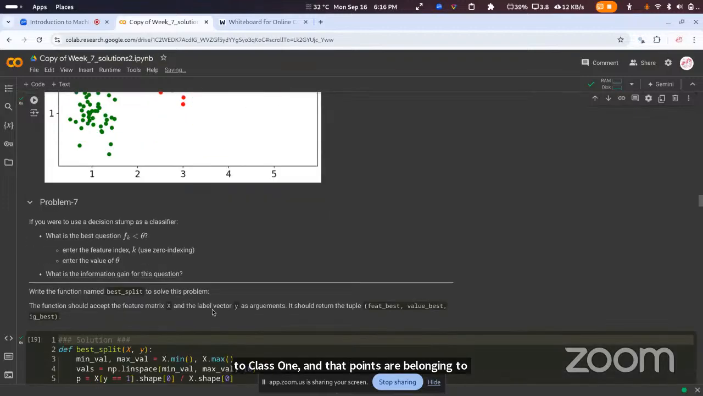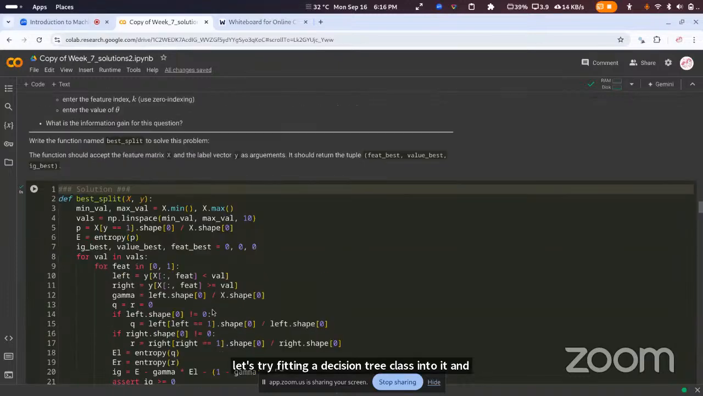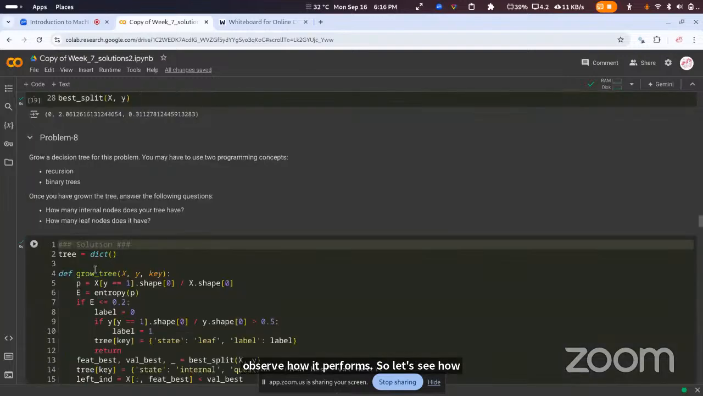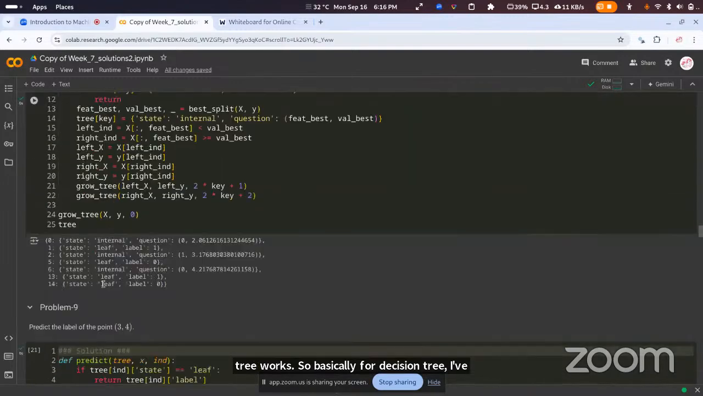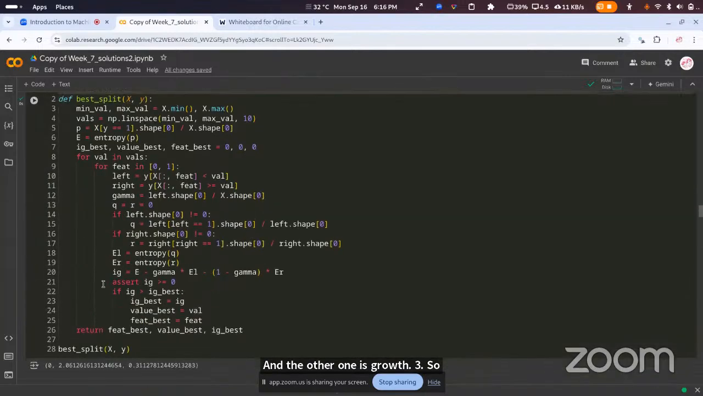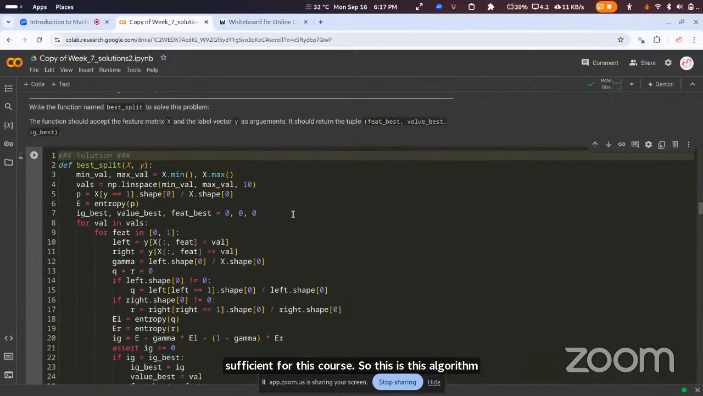Now let's try fitting a decision tree classifier to it and observe how it performs. So let's see how a decision tree works. For the decision tree, I've written two functions. One is best split and the other one is grow tree. This algorithm is a bit complex, not very complex, but if you understand the overview of how it's happening, that's actually sufficient for this course. This algorithm is named best split because it's going to find the best split, which is going to divide both classes such that there is no overfitting or underfitting.